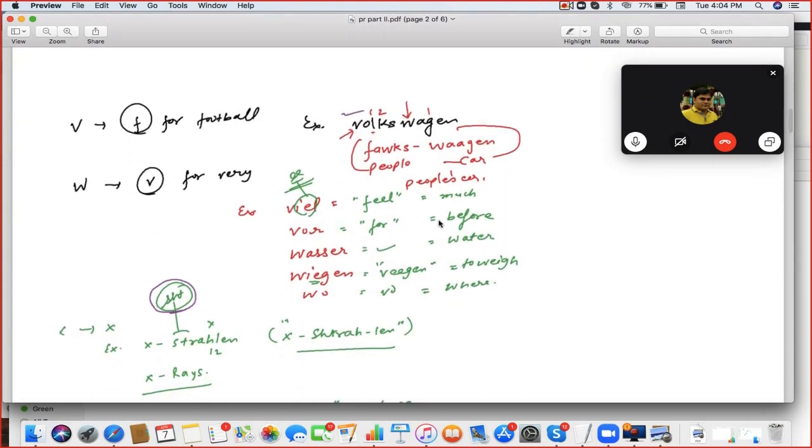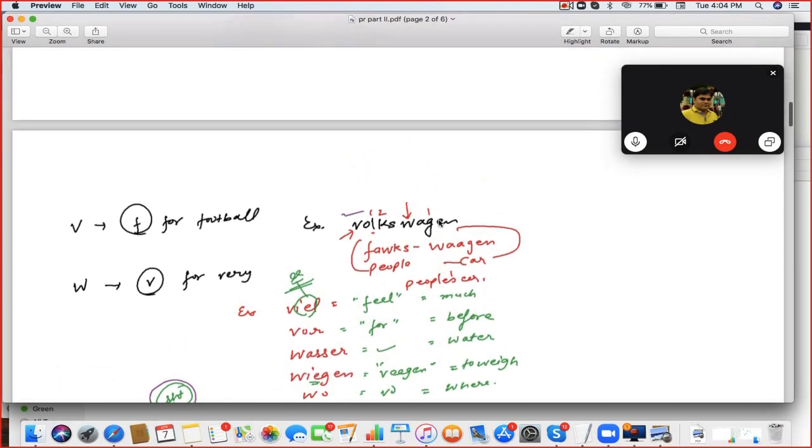Next is V and W. V is like F and W is like V. So speak this example, Volkswagen. Correct. So Volk means people and Wagen means car. It's a German company, Volkswagen.